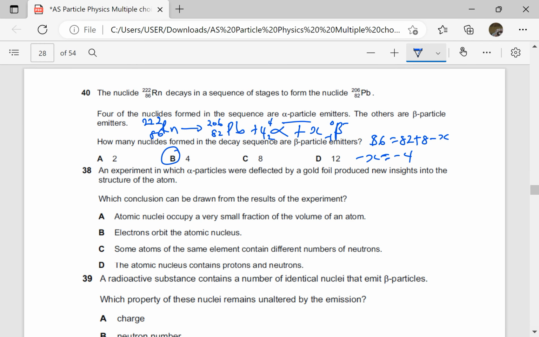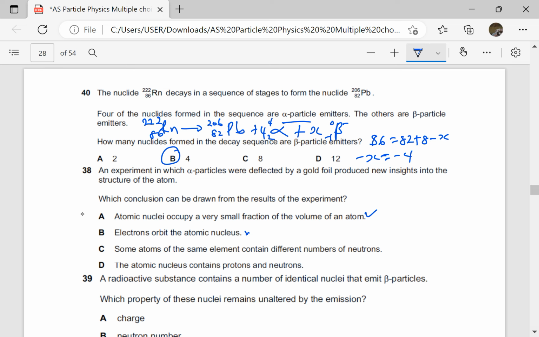An experiment in which alpha particles were deflected by a gold foil produced new insights into the structure of the atom. Which conclusion can be drawn from the results of the experiment? Atomic nuclei occupy a very small fraction of the volume of the atom. I think that is true. Electrons orbit the atomic nucleus. We can't prove this from that experiment.